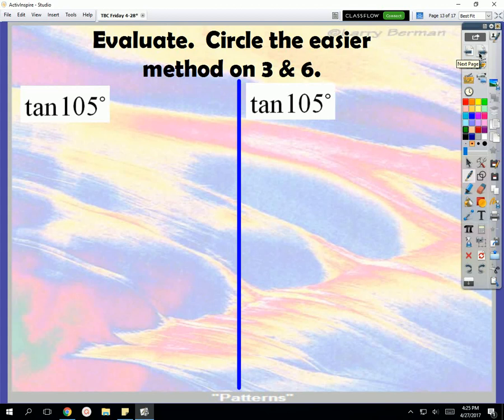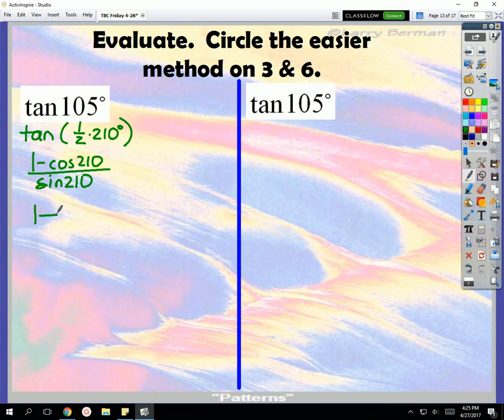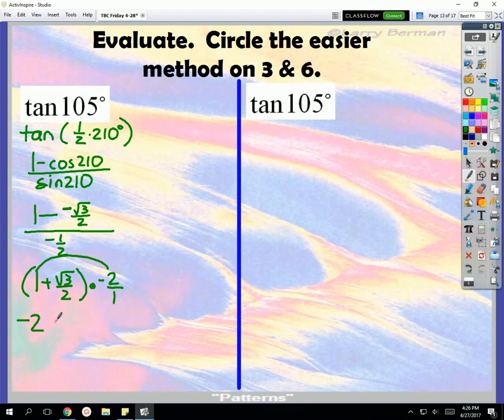So for instance, I'm going to do the same thing and say this is half of 210. 105 degrees is half of 210. So I'm going to break it into 1 minus cosine 210 over sine 210. Now, 210 is in the tangent quadrant, so cosine's negative. It's going to be negative cosine 30. 210 still in the tangent quadrant, so sine is also negative. So rewrite your top as 1 plus the square root of 3 over 2. Instead of dividing by 1 over 2, multiply by 2 over 1, and it's negative. Now distribute. So negative 2 times 1 is negative 2. Negative 2 times positive square root 3 over 2 is positive square root 3. Negative square root 3. I just realized what I said, sorry.